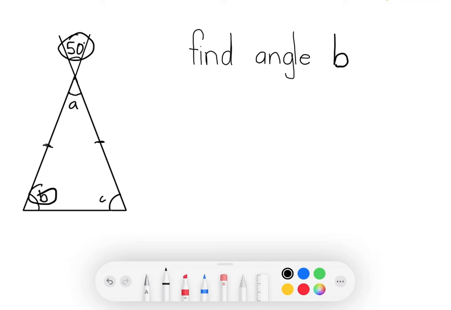The first rule is that all the angles in a triangle, so even this triangle, any triangle you have, an isosceles, equilateral, any type of triangle, all the angles always equal 180 degrees. For example, today it would be angle A plus angle B plus angle C equals 180 degrees.